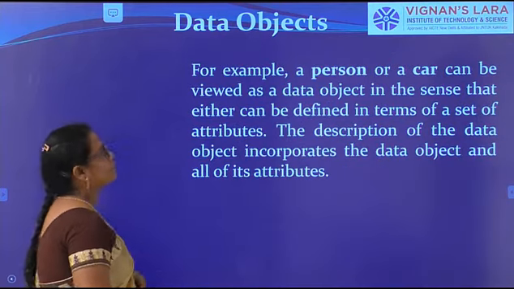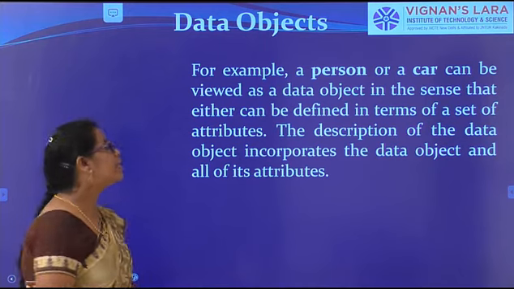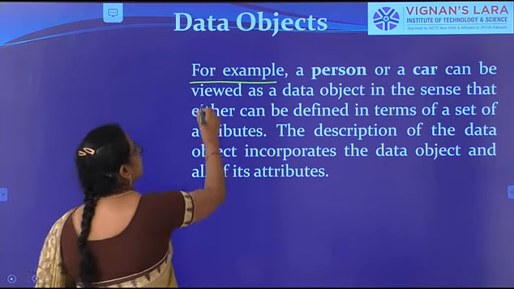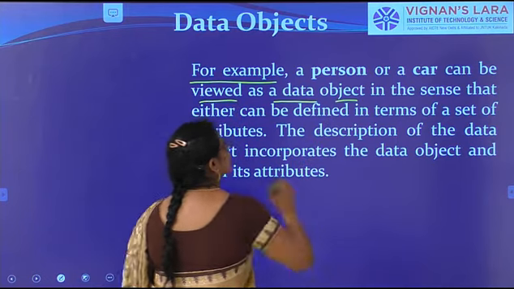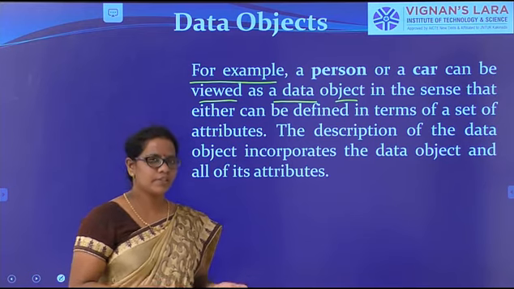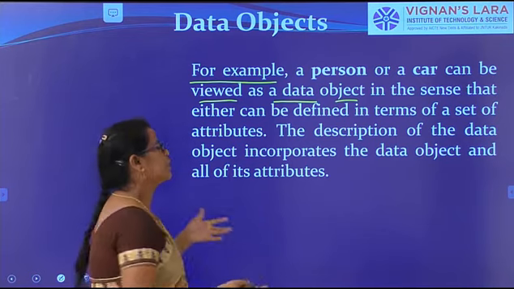So for example, a person or car can be viewed as a data object. So a car is also an object, so that is also a data object. Let us see what that means in the example.